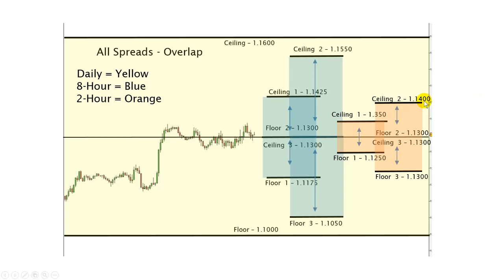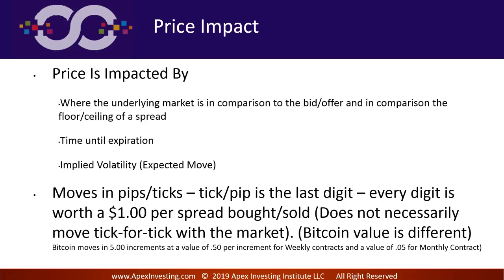Okay? So the 2 hours, 100 wide, right? These 8 hours, like 250 wide. The daily, 600 wide. So they're wider because they have more time to move. Therefore, more movement is possible during that time. All right, pretty simple. Now, what impacts the price of these contracts, these spreads?